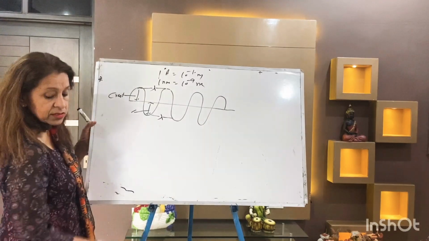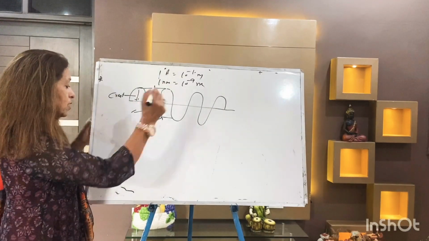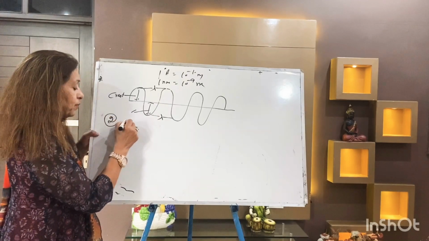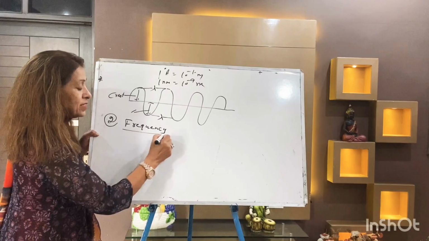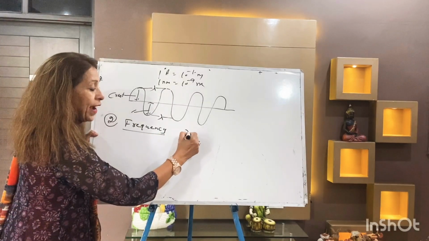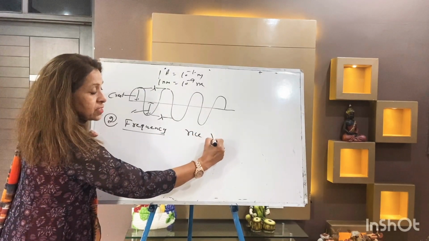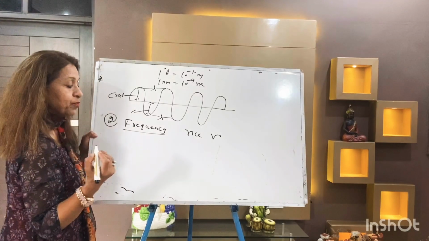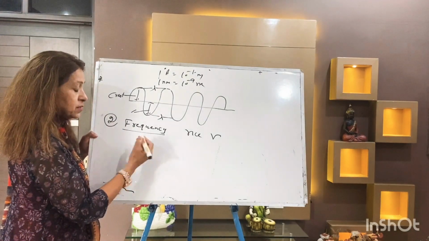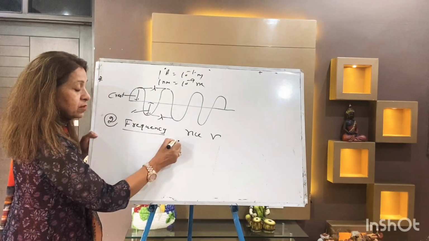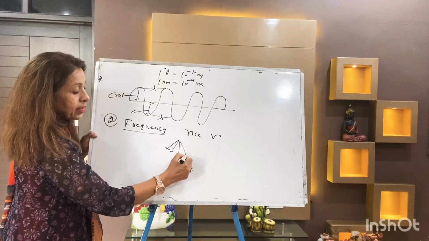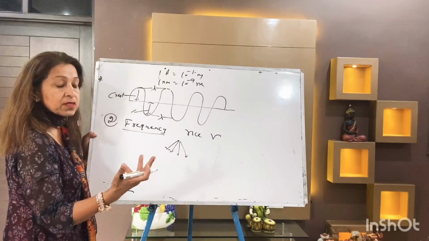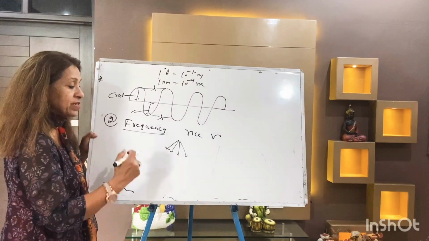Now the second characteristic is frequency. Frequency is represented by nu. You may write this like V, but this is nu. It's the number of waves coming out from a given point in 1 second. That is the frequency, the number of waves coming out from a given point in 1 second.